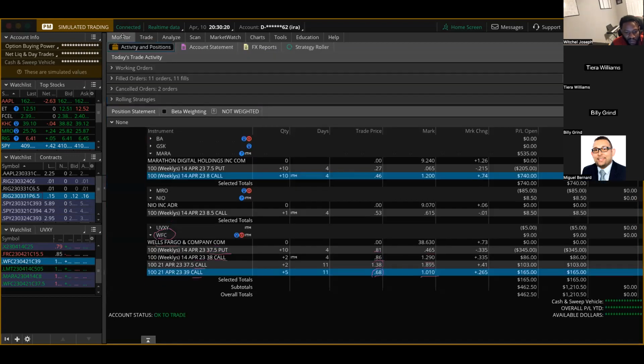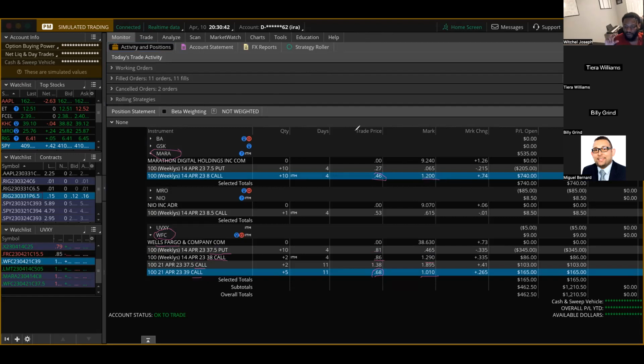But yeah, I think Mara is the one that tripled. The other one that I tested was Marathon Digital, which is the crypto stock. You see I bought it today at 46. It finished the day at 120. So that one basically tripled, and I think it went up even a little bit higher.